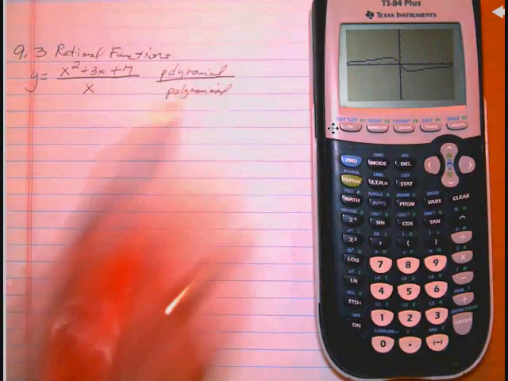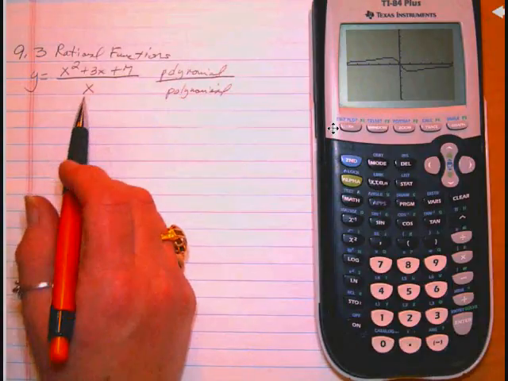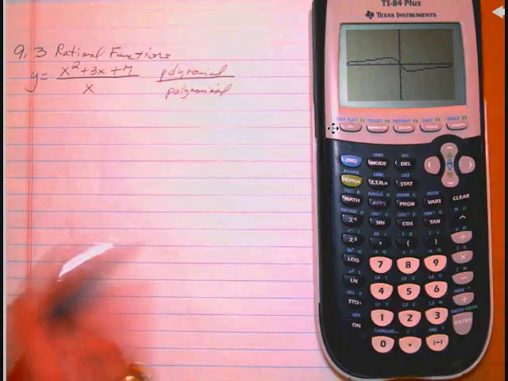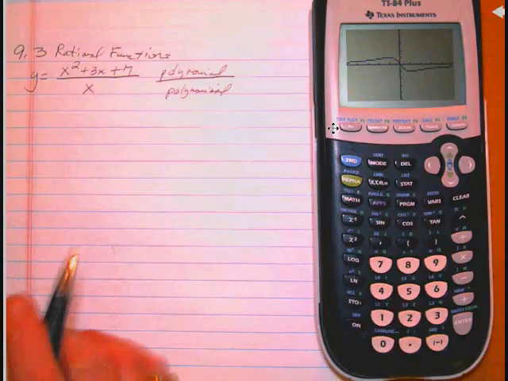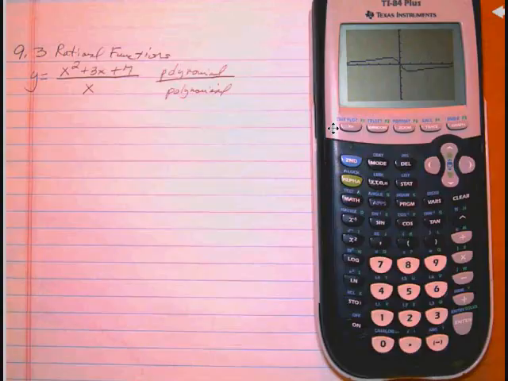And we're usually going to call it a rational function if the polynomial in the denominator has a degree of 1 or better. Otherwise, it's way too simple. These are called rational functions.